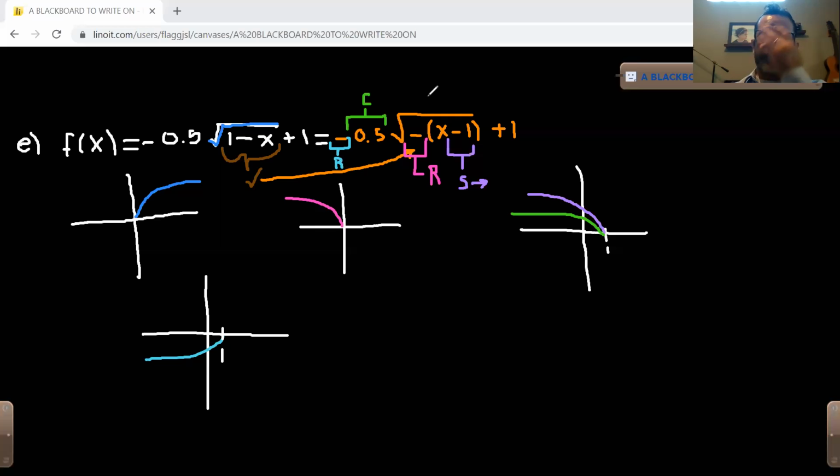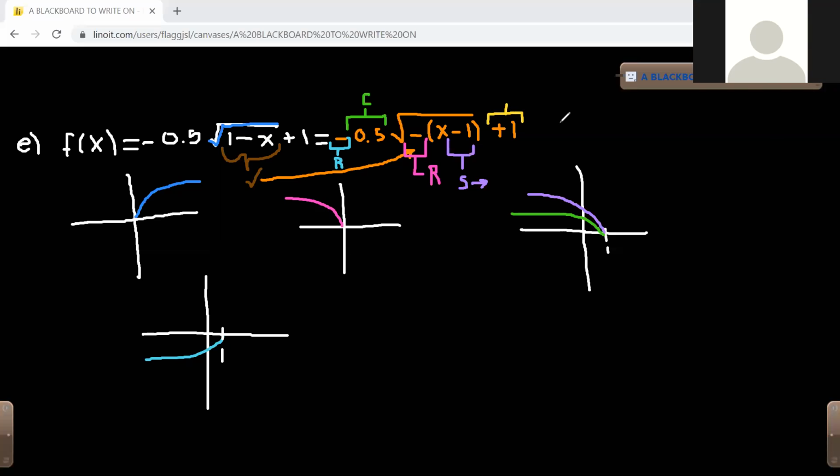And lastly, I'm going to need another color here. Let's try yellow. Lastly, we've got this +1 here. Okay, what does the +1 generate? Up, a shift up 1 unit. Shift up, correct. We've got a shift, and this shift is upwards.